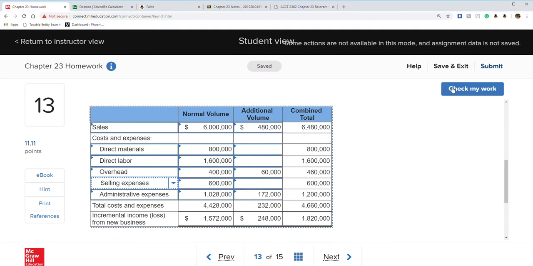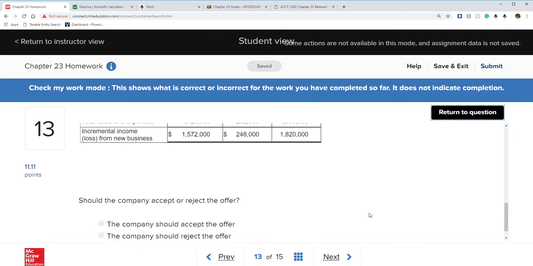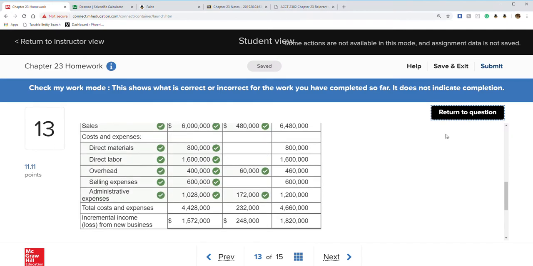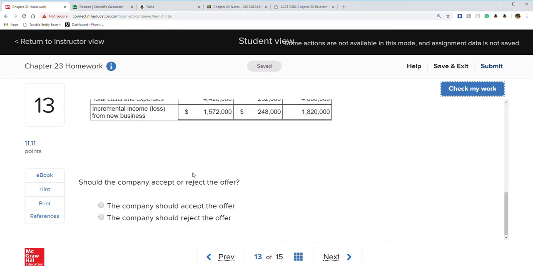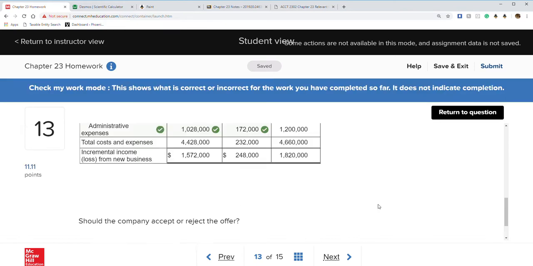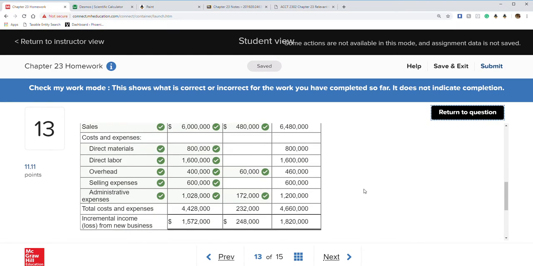Okay, hit check my work. Alright, so should we accept? Should we reject? I always love how they have the question so far down that you don't usually see it. And it looks like we probably should accept. And that is correct. And still got not complete.